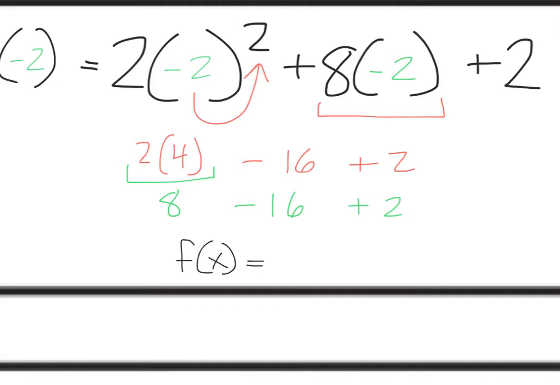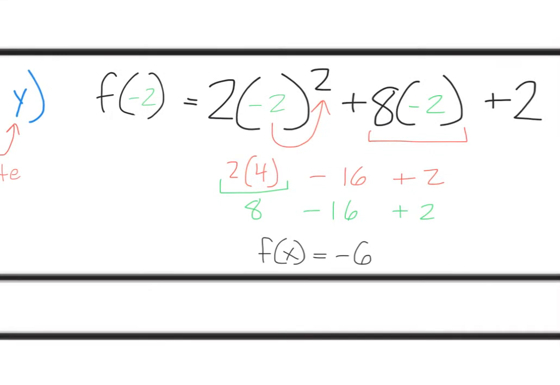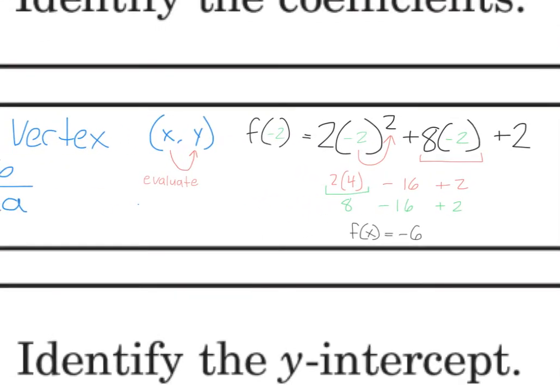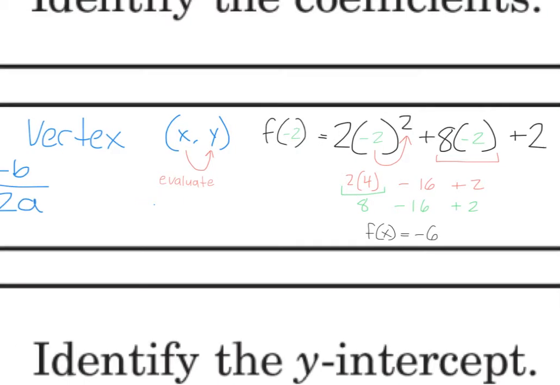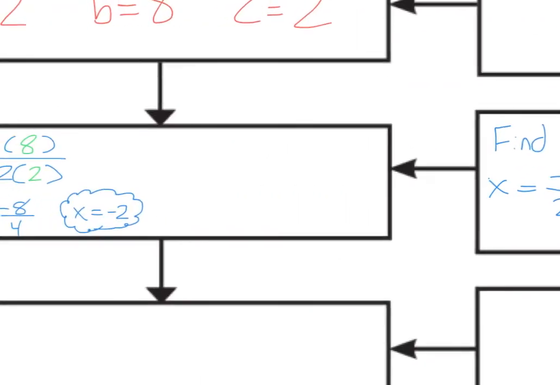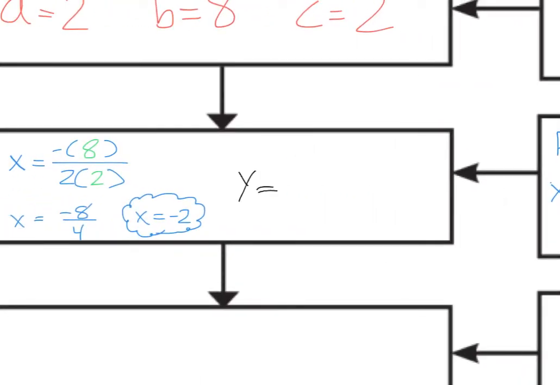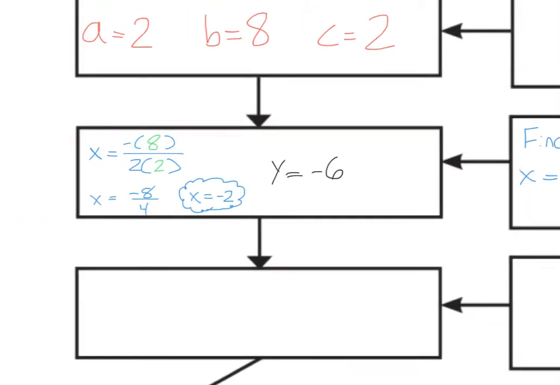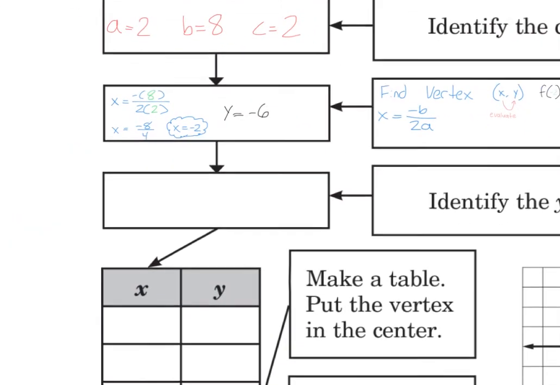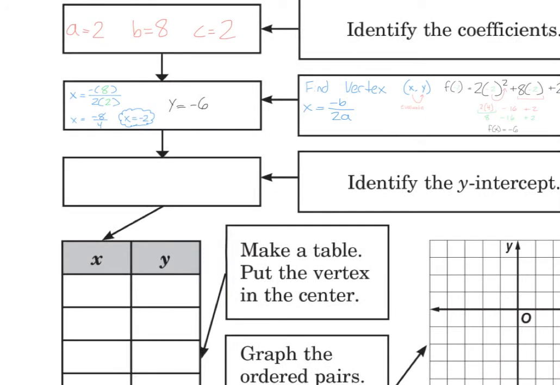And if we add all those up, so 8 plus 2 is 10. 10 minus 16 is -6. We now see here that our y-coordinate for our vertex is -6. Okay. We're going to do that process lots and lots of times over the course of this section even. So don't worry, we're going to find many, many vertexes.